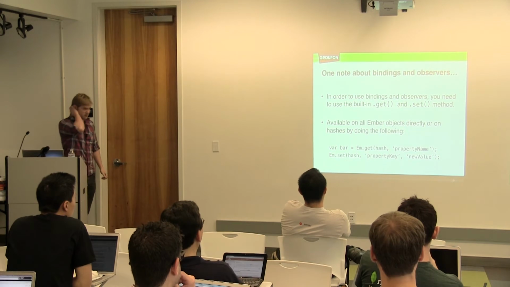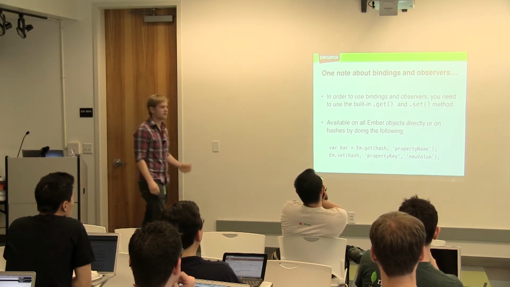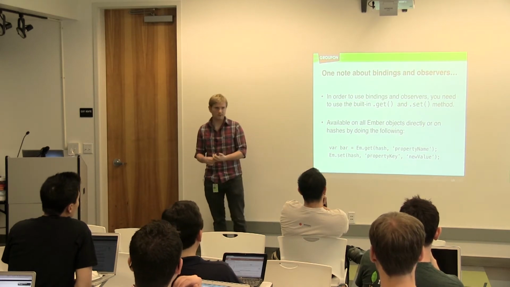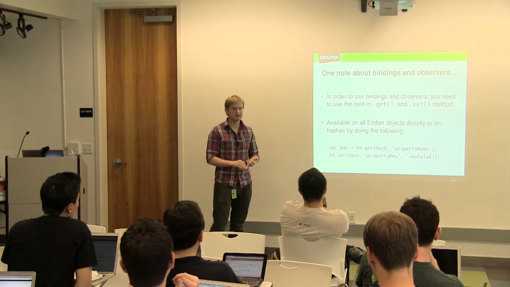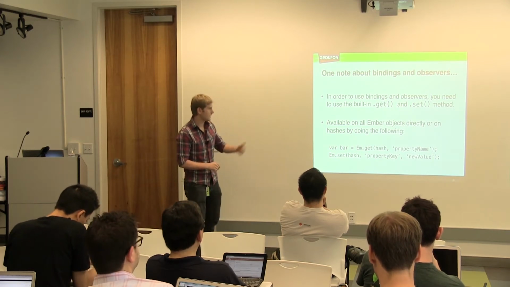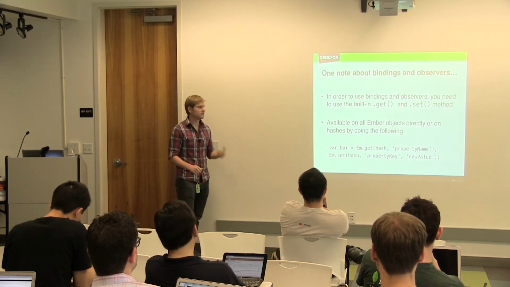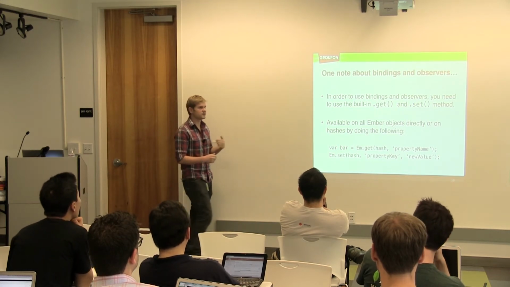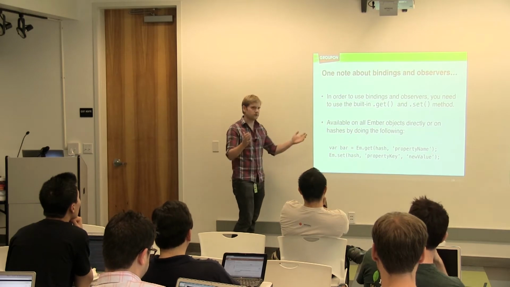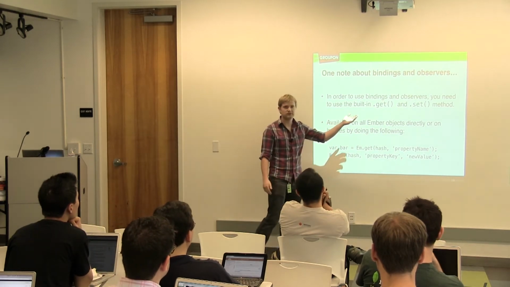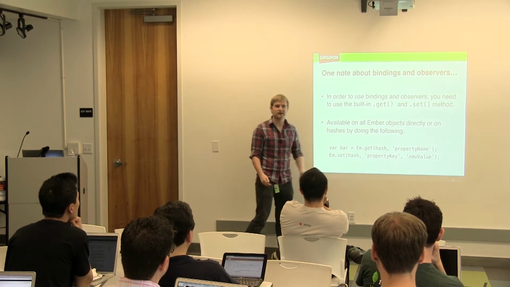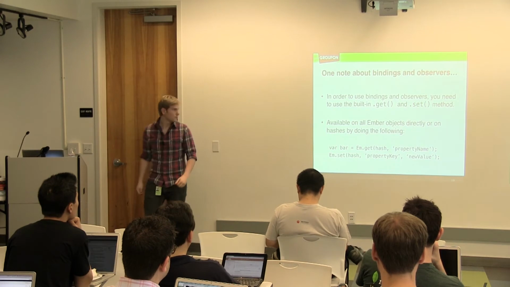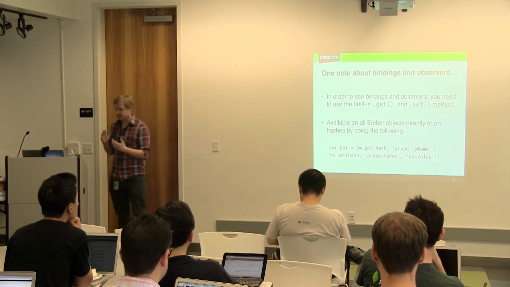One note about bindings and observers is that you need to use the get and set functions. Any object that extends from Ember object has .get and .set. So if I want to get a property, I use that. If I want to set a property, I use that. And the reason is, while I can always just do .foo on my view or my object, that works, but if it's a binding, I'll just get the binding from there and won't actually get the real property. So that's why you want to use get, because it actually resolves that for you.